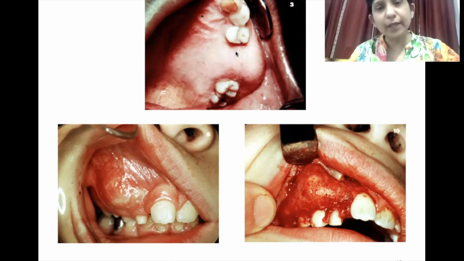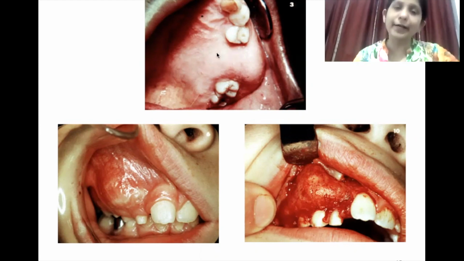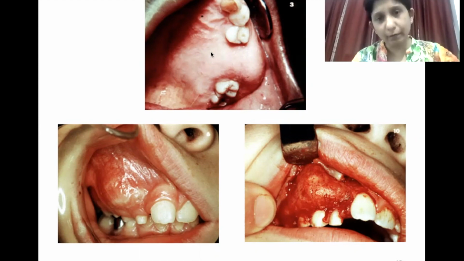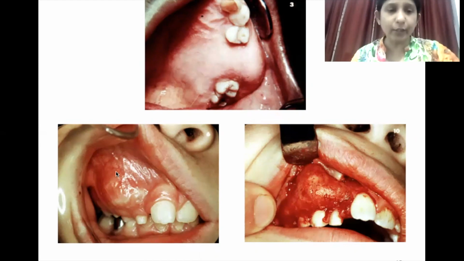And you can see a mucosa which is quite smooth. So here again, you can see very smooth mucosa and bulging of the buccal cortical plate with obliteration of the vestibule, the buccal vestibule over here.